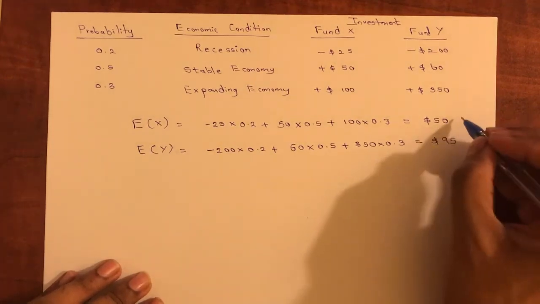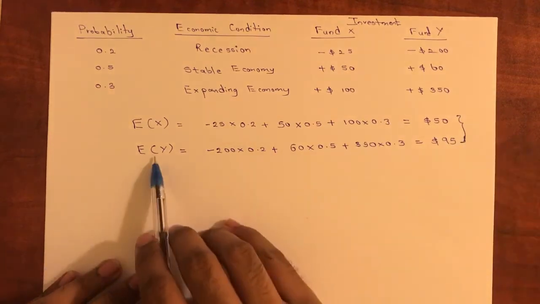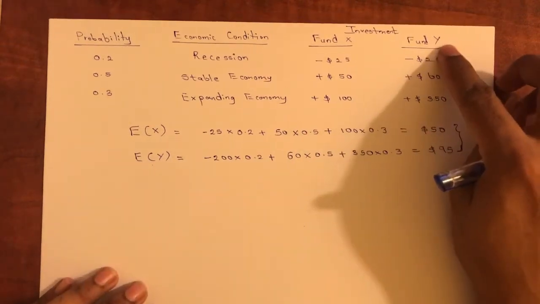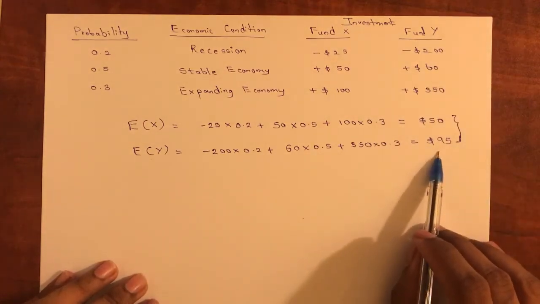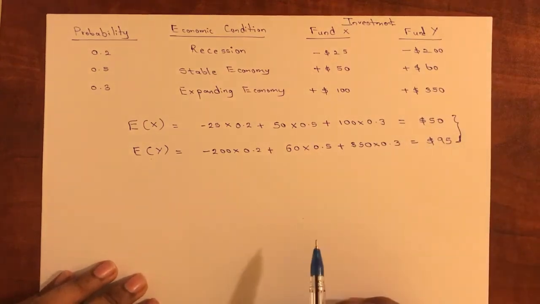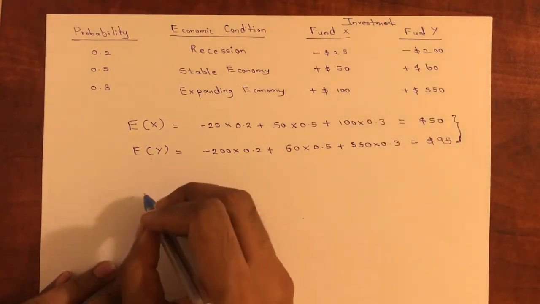So if you were to only look at these two, it is quite obvious that you should invest $1,000 in Fund Y. Why is that? Because you earn on average $95 from Fund Y. But there's something else that we have to consider. That is the dispersion or the risk associated with these two funds. So how do we calculate that? We have to look at the standard deviation.